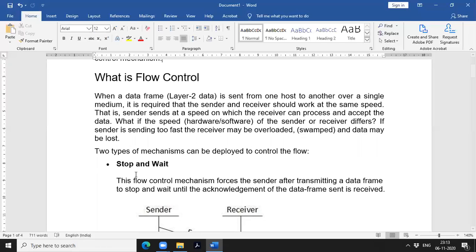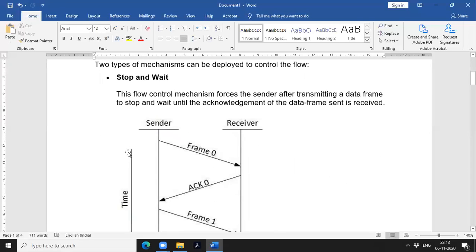One is the stop and wait protocol. Another one is the sliding window protocol. Okay, so first we will see what the stop and wait protocol is. Assume that this is one host and this is another host. The flow control mechanism forces the sender, after transmitting a data frame, to stop and wait until the acknowledgement of the data frame sent is received.